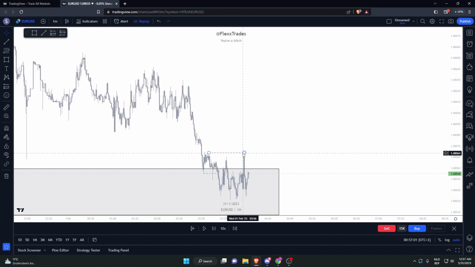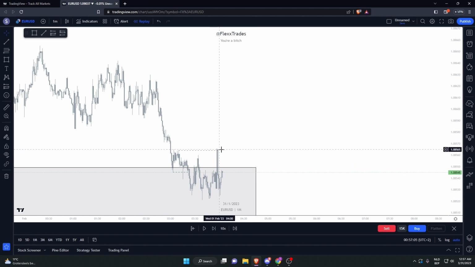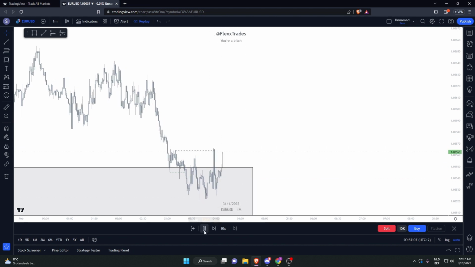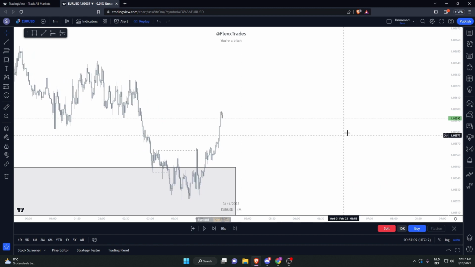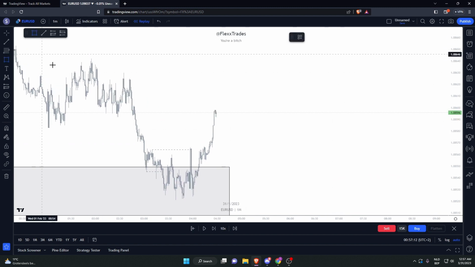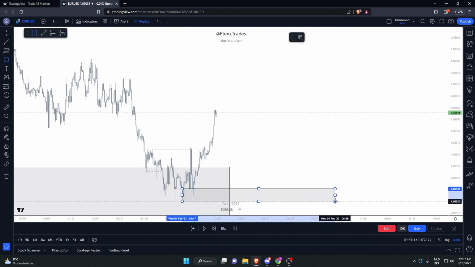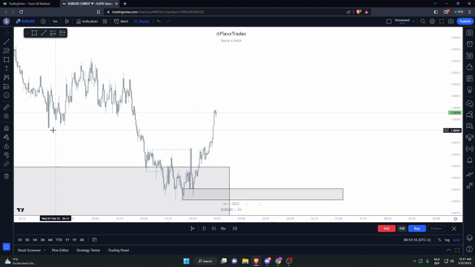So let's see. Now, this is not a breakout structure. This is a liquidity sweep. So I want a full body closure above it, and I'm going to be waiting for that. Once that does happen, then I'm going to look for a potential POI, and that would be this area. I would be looking to buy from here.